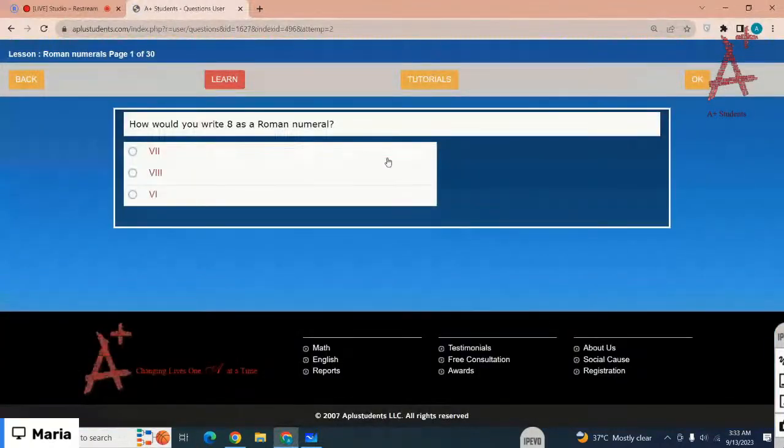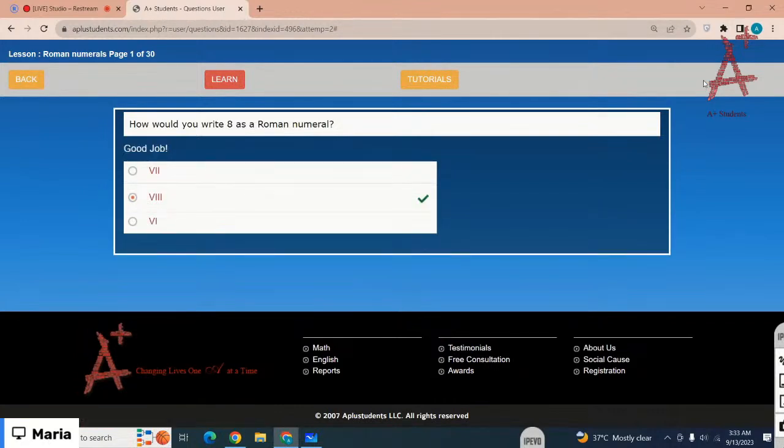How would you write 8 as a Roman numeral? So which is the correct option? How do you write 8? Which is the correct option? That would be the second one, right? 5, you must have 3 lines on the right hand side of the V. That makes 8. So it would be the second option, right?